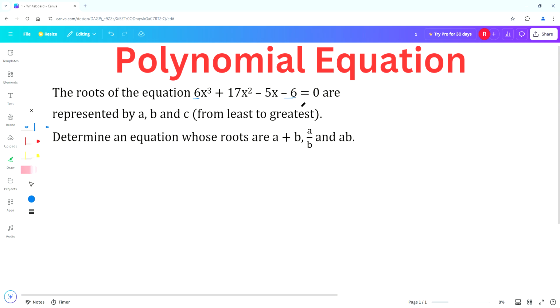We have to start by writing the factors of the leading coefficient and the number term. The factors for 6 are plus minus 1, plus minus 2, plus minus 3, and plus minus 6. The number term has the same factors.